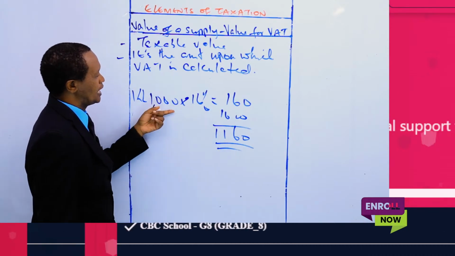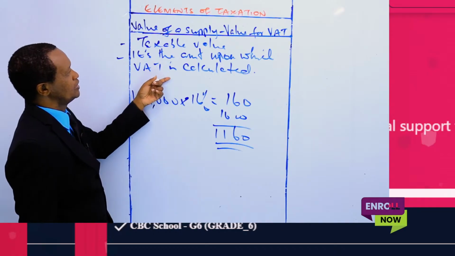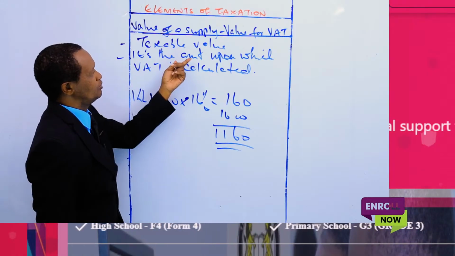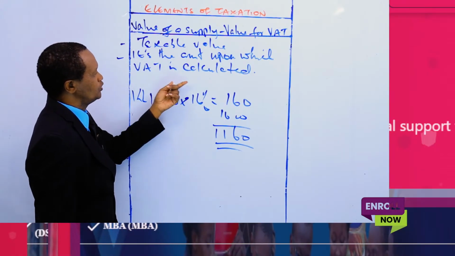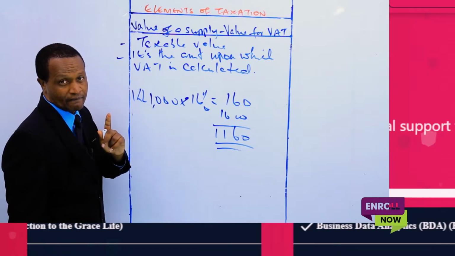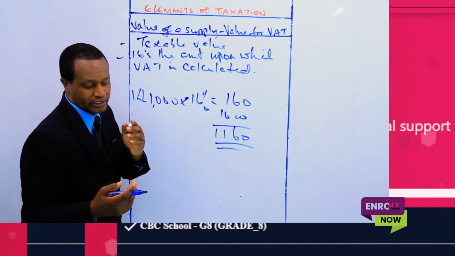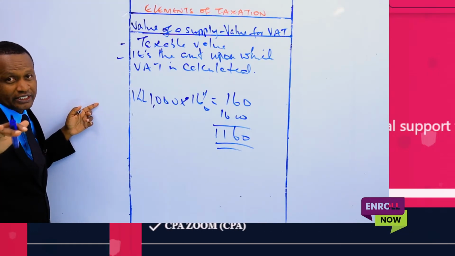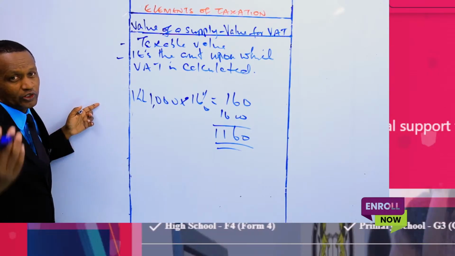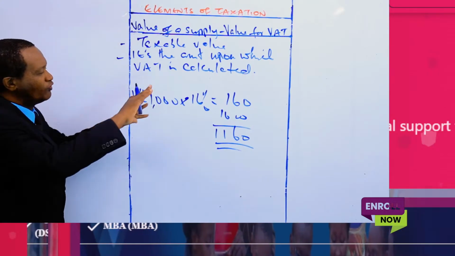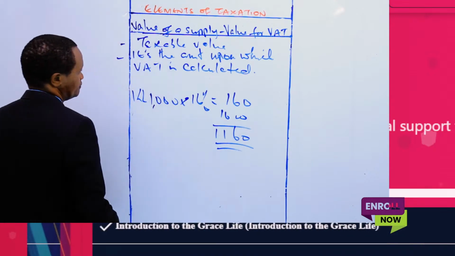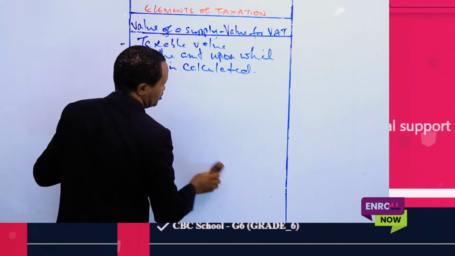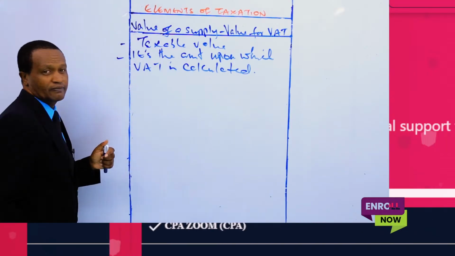So 1160 is the price inclusive of VAT. The price before applying the VAT is what you are referring to as the value for VAT, or value of a supply, or taxable value, and it is the amount upon which VAT is calculated. It's crucial for VAT registered persons to correctly determine this value to ensure accurate charging of output tax and calculation of the overall VAT liability. You understand, candidates? Yes. So in this lesson, we want to see how this amount is arrived at.